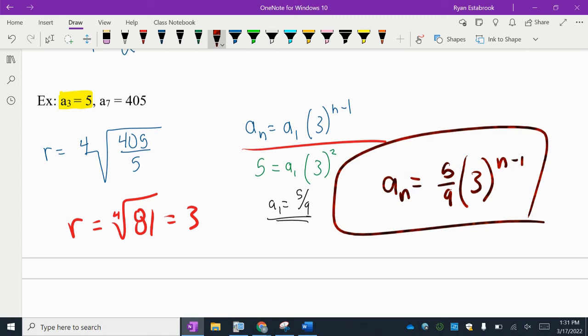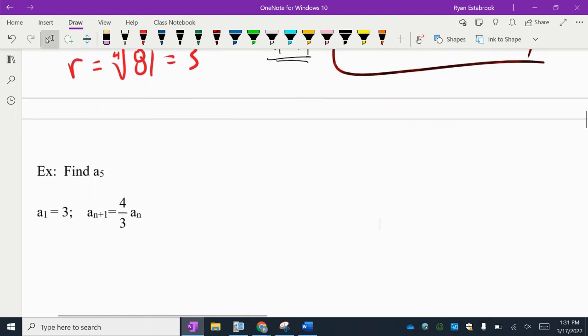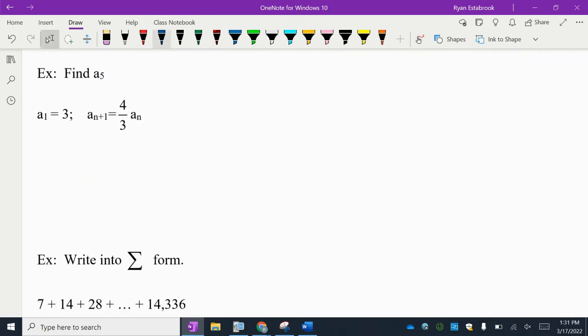A little more involved problem. Arithmetic is nice and linear, common difference. The geometric, we have these common ratios, so we're doing more dividing, and we're doing these roots. That was all explicit or direct. Now we're going back to the other way you can write out a sequence, and that is the recursive method. And that's what this one looks like.